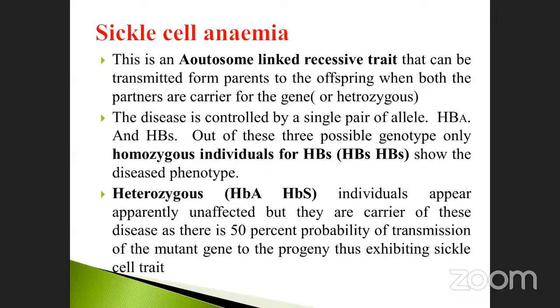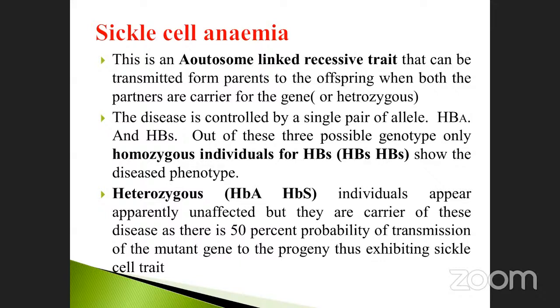Already we studied that one is also. Sickle cell anemia is also another type. This is an autosome linked recessive trait. So this is also one of the autosome linked recessive traits. Note it down. Take notes, please. That can be transmitted from parent to the offspring when both the parents are carriers for the gene, or heterozygous conditions. Okay.